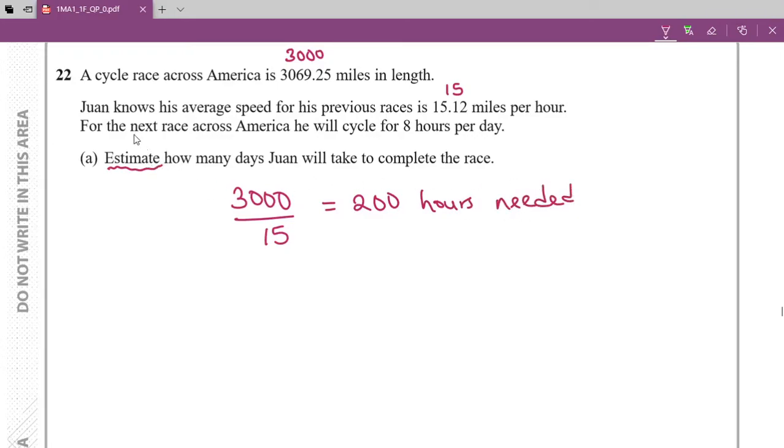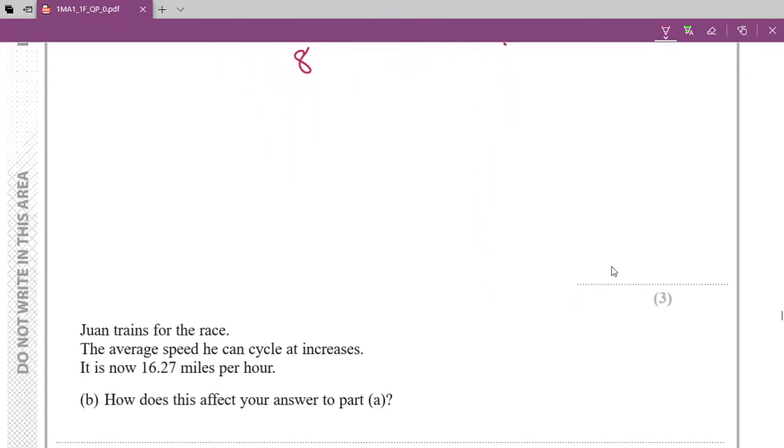Now, because the question says estimate how many days it will take to complete the race, to find the number of days it will take Juan to complete this race, I'm going to divide this number by 8, because of the 8 hours per day. So that's going to be 200 divided by 8, and that's going to give me, I think, 25. Yeah, 25 days. So this is an estimate of the number of days it will take Juan to complete the race, 25 days. So I come down here and write down 25 days.